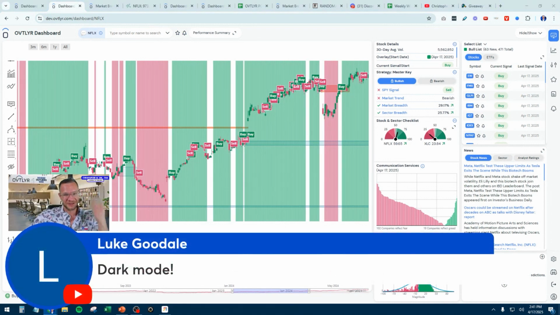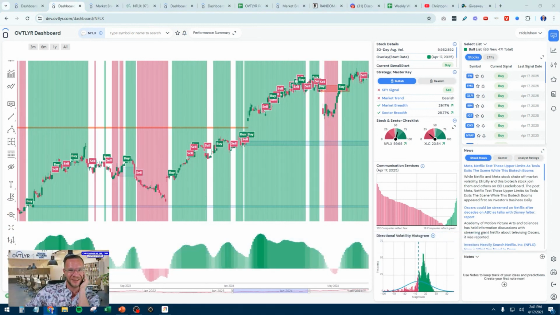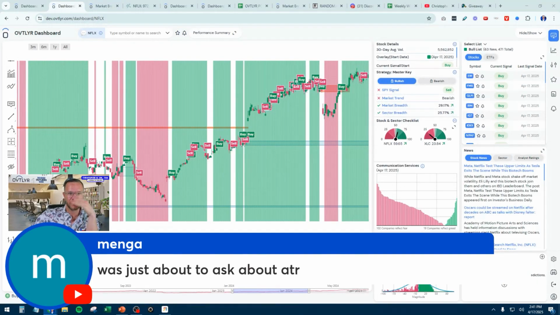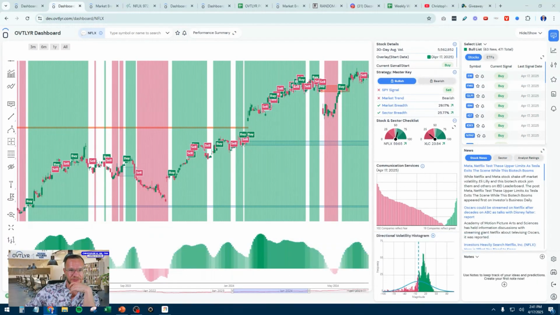All right. Luke says dark mode. I know, right? Yes. We are adding ATR and all kinds of other stuff. Let's see.